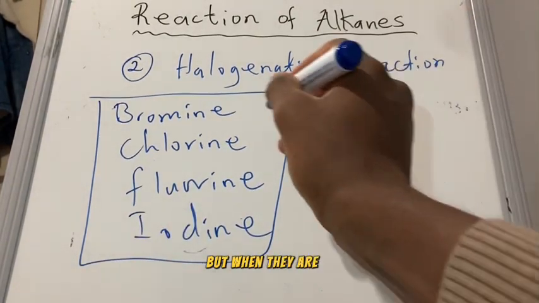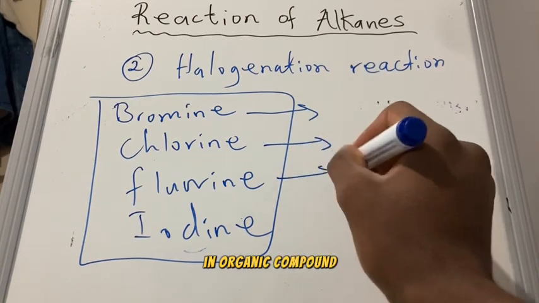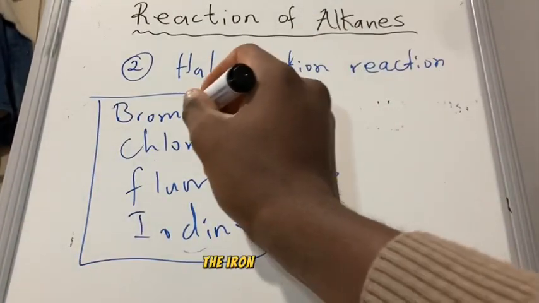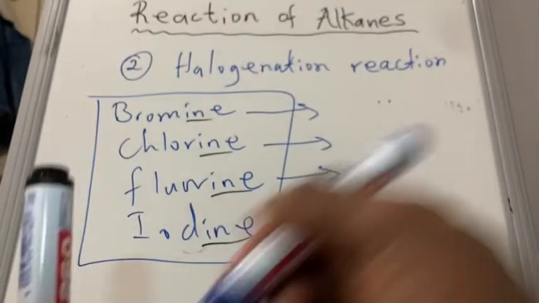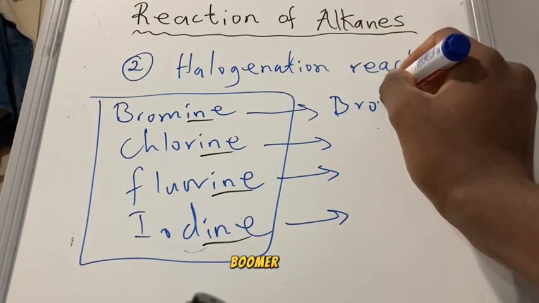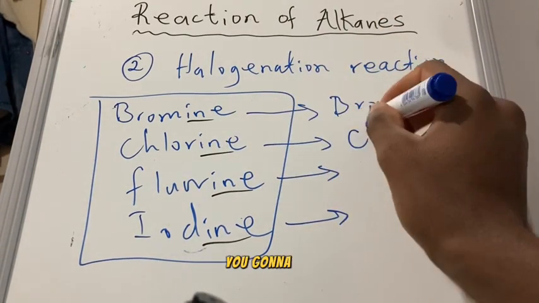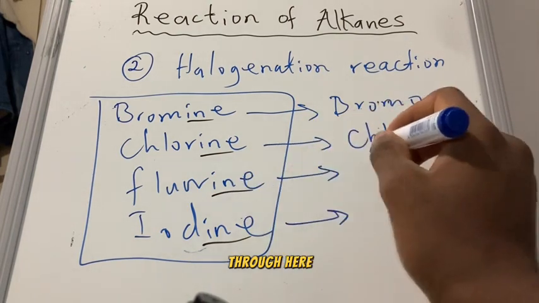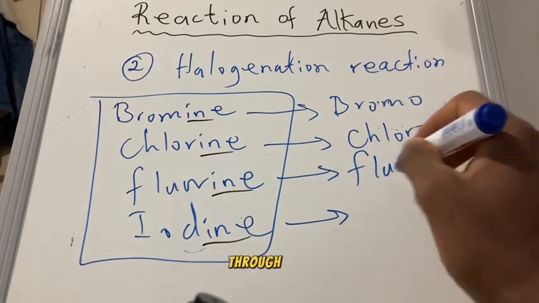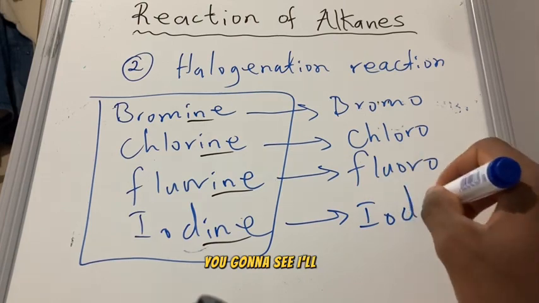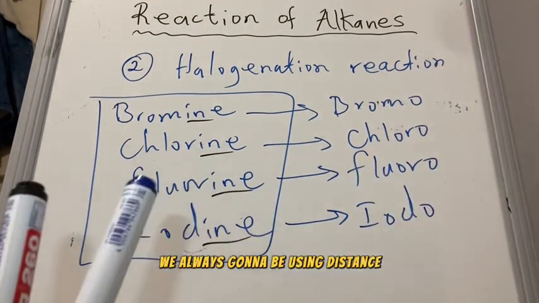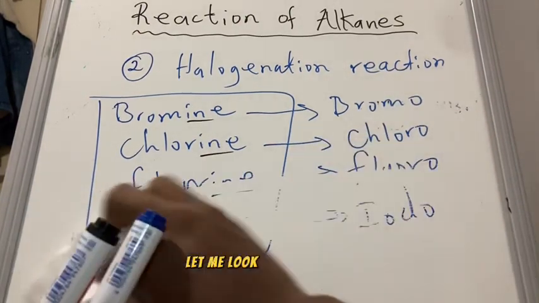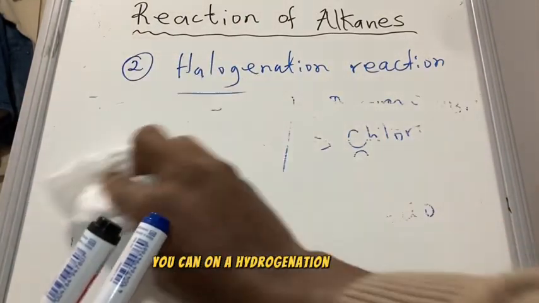But when they are in an organic compound, you don't call them bromine. You take the INE from there and replace it with O. So in this case you're going to say bromo, here you're going to say chloro, here you're going to say fluoro, and here you're going to say iodo. So in organic chemistry, we're always going to be using these names. Let me look at one example again on a halogenation reaction.